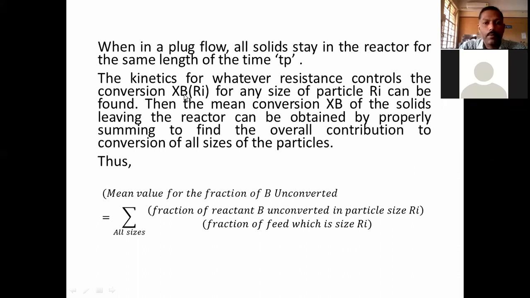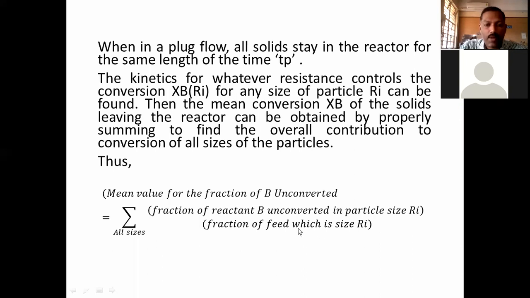Suppose X_B(R_i) is the conversion, and the mean conversion X_B is what leaves the reactor. This mean conversion concerns unconverted particles, that is, the mean value for the fraction of B unconverted, which is 1 minus X_B. It is the sum over all particle sizes of the fraction of reactant B unconverted in particles of size R_i, that is 1 minus X_B(R_i), times the fraction of feed which is of size R_i.